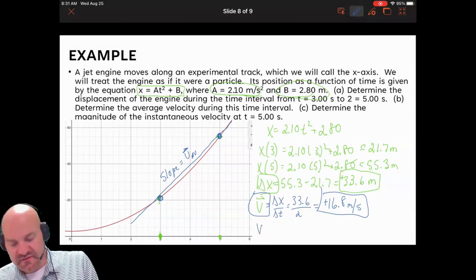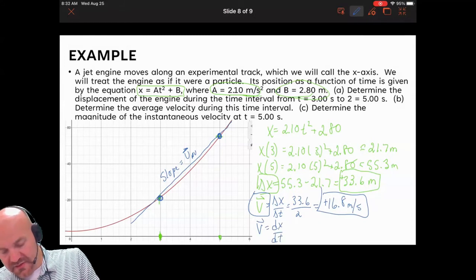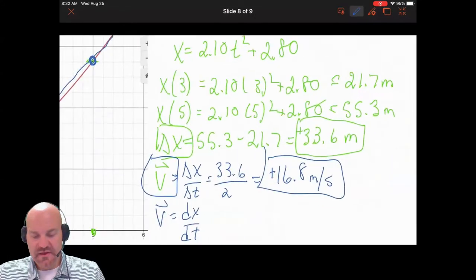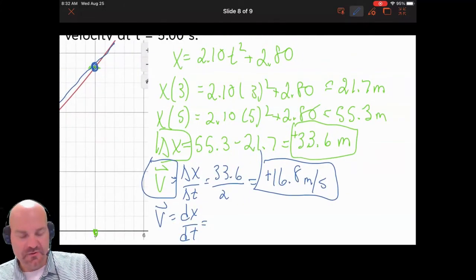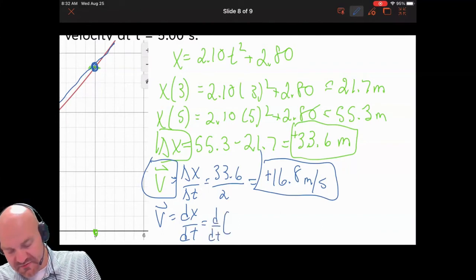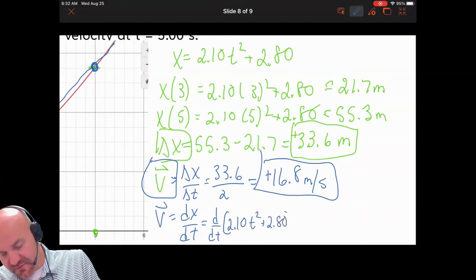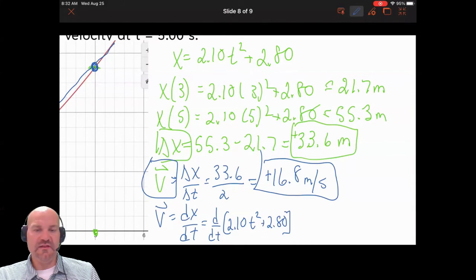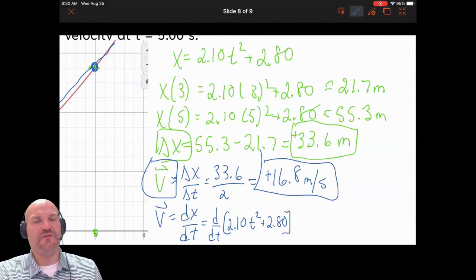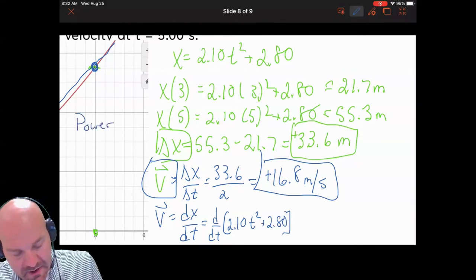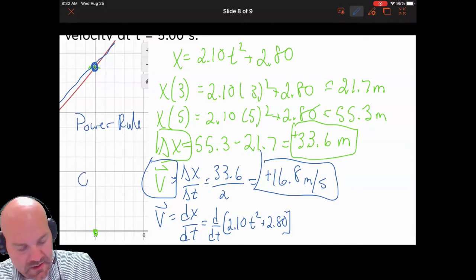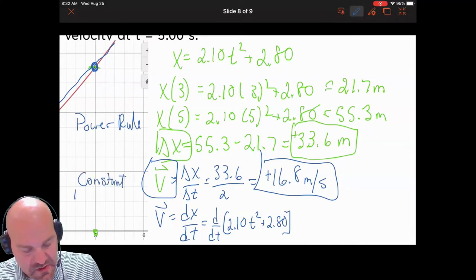Now, how do I find this instantaneous velocity? Okay, so I'm given the position function, and so what that tells me, let me just blow this up a little bit, is that I'm going to take the derivative of my position function, and my position function is 2.10 t squared plus 2.80. What we're going to do a lot is, for some students this may be your first time experiencing a derivative. So we're going to use what is called the power rule. Okay, and we're also going to do the constant rule.